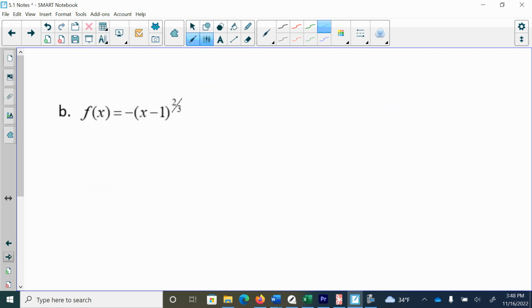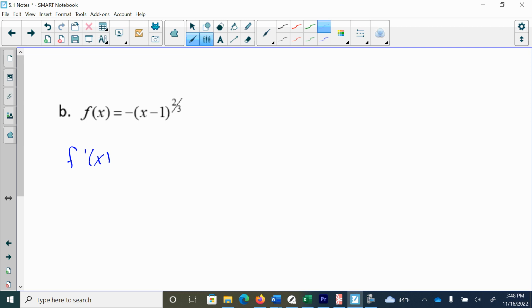Okay, looking at the next one, I'm going to do the same thing. I want to find out when my derivative is equal to 0 or when my derivative is undefined. So the first thing I'm going to do is take the derivative. Remember, to take the derivative of this, I'm going to use the chain rule because I'm taking the derivative of something raised to the 2/3 power. So I'm just going to try and do that.